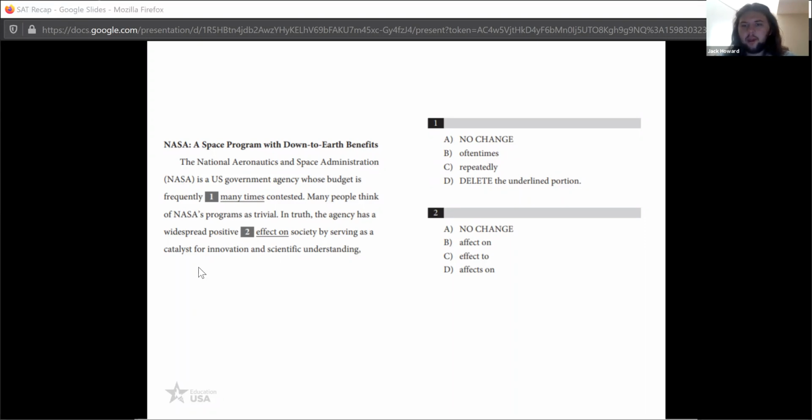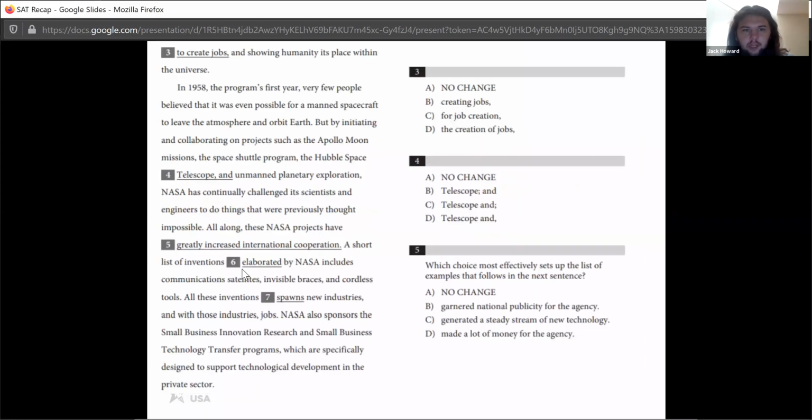So the next question deals with part of the passage that starts on this slide and goes on to the next. It's just how the page division works on the test. So I'll just read the sentence aloud. Many people think of NASA's programs as trivial. In truth, the agency has a widespread positive effect on society by serving as a catalyst for innovation and scientific understanding, to create jobs and showing humanity its place within the universe.